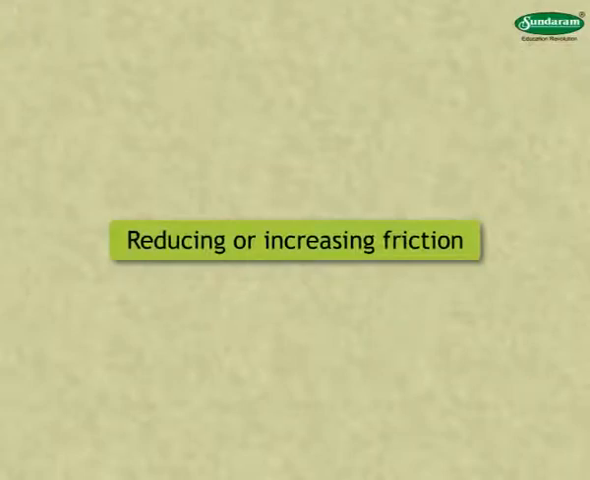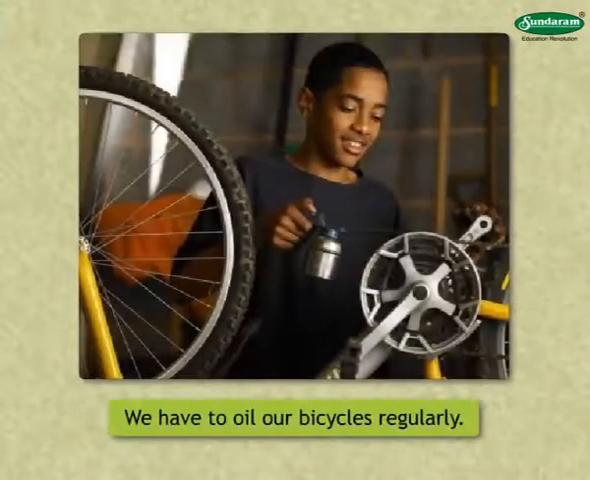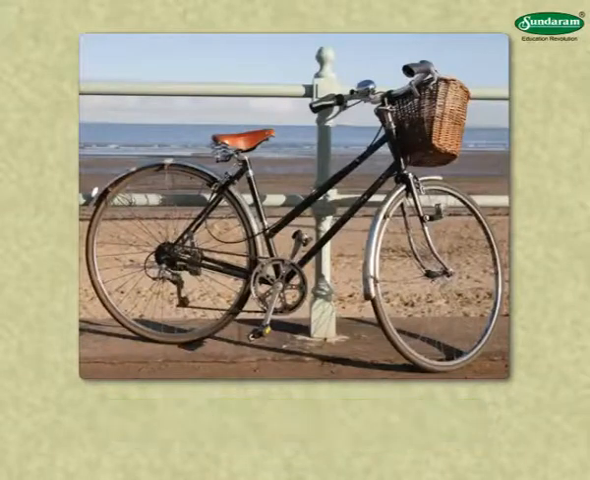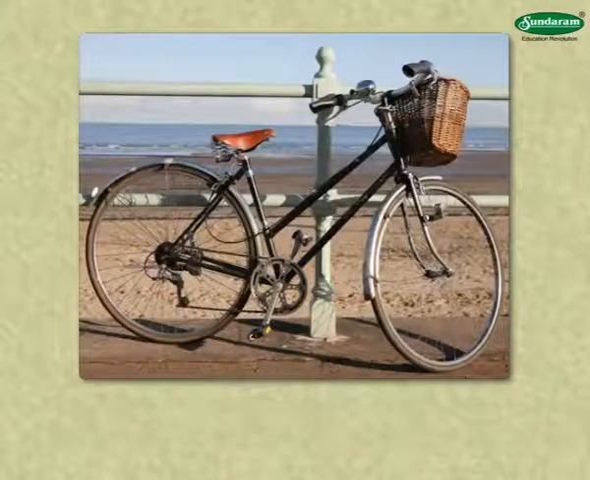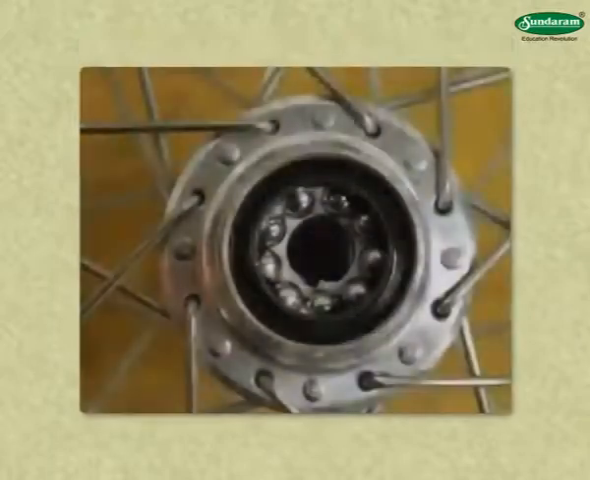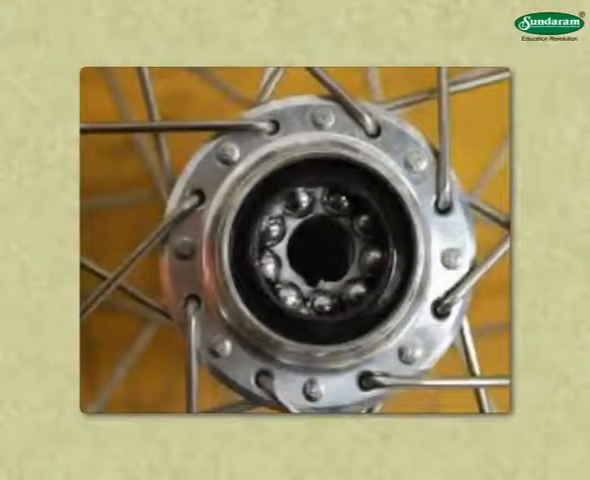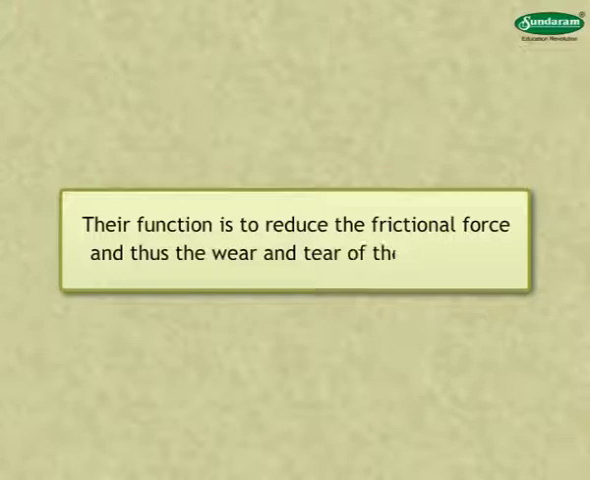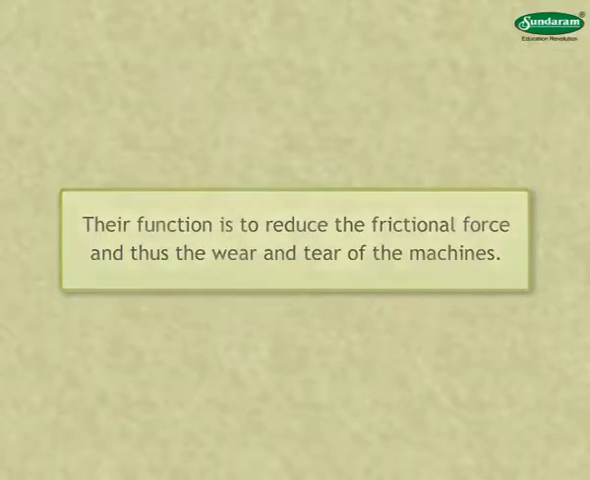Reducing or increasing friction. We have to oil our bicycles regularly. Oiling reduces the frictional force between its parts and makes it easier to ride the bicycle. Bicycles and other machines have ball bearings. Their function is to reduce the frictional force and thus the wear and tear of the machines.